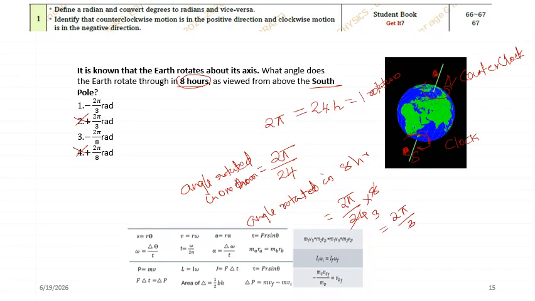See, 2 pi by 3. Anyway, the positive option we have eliminated. So which is the correct answer? The correct answer is the first one, 2 pi by 3. And why is there a negative? The negative sign indicates that on top of the south pole you will be seeing it as clockwise, so obviously it will be negative. Okay, now let us move to the next question.